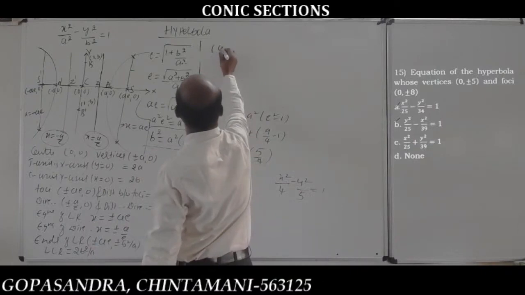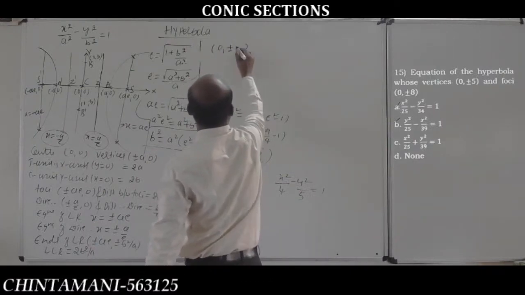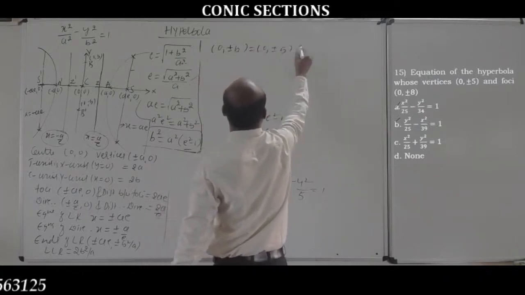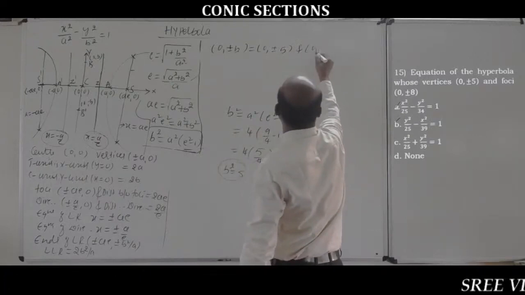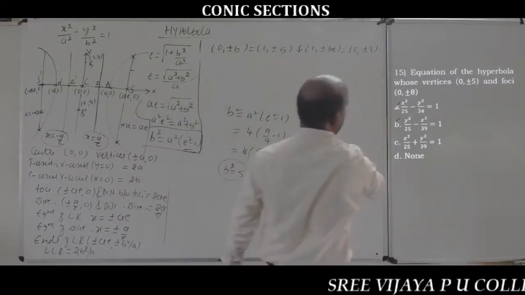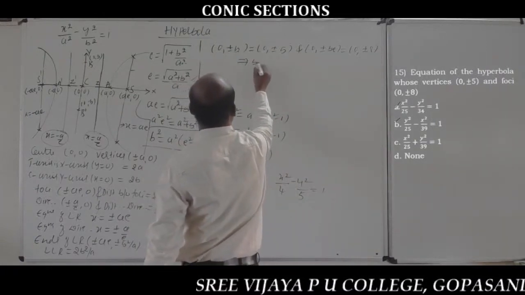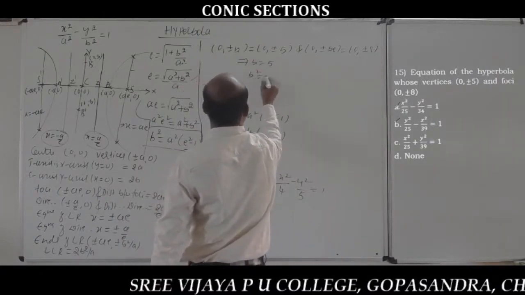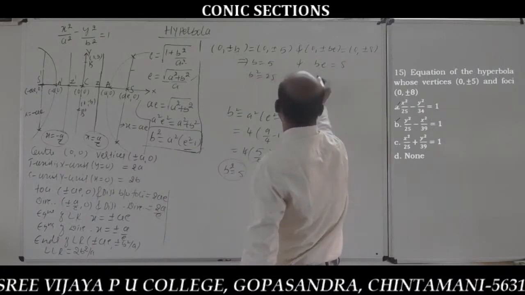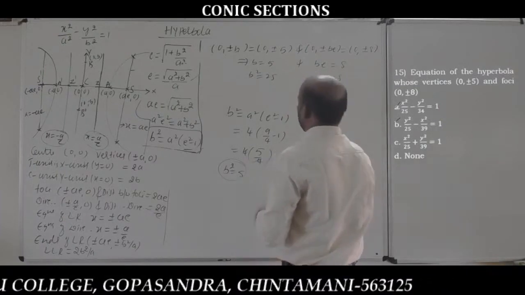Vertices (0, ±5). So we should take this as (0, ±b). That is, (0, ±b) equals (0, ±5), and the foci (0, ±be) equals (0, ±8). By comparing these two, the value of b is 5, b square is 25, b into e equals 8. So 5 times e is 8, e is 8 by 5.